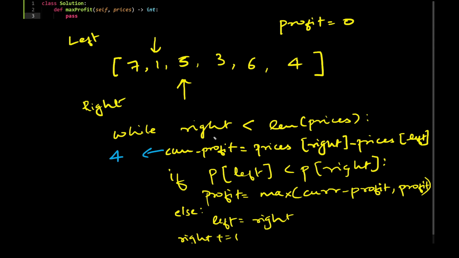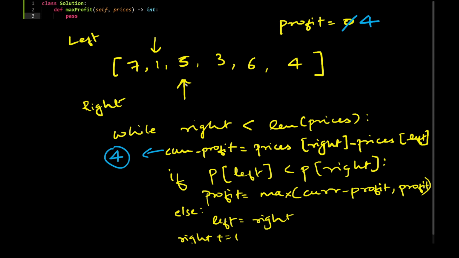All right. And since the left pointer is less than the value at the right pointer, I would say make sure the profit is equal to the maximum of current profit. So current profit is equal to 4 and the profit's initial value is 0. So profit value will be updated. So this 0 will be updated to 4. All right. And it will proceed. Then I would say, make sure that the right pointer is increased by 1.